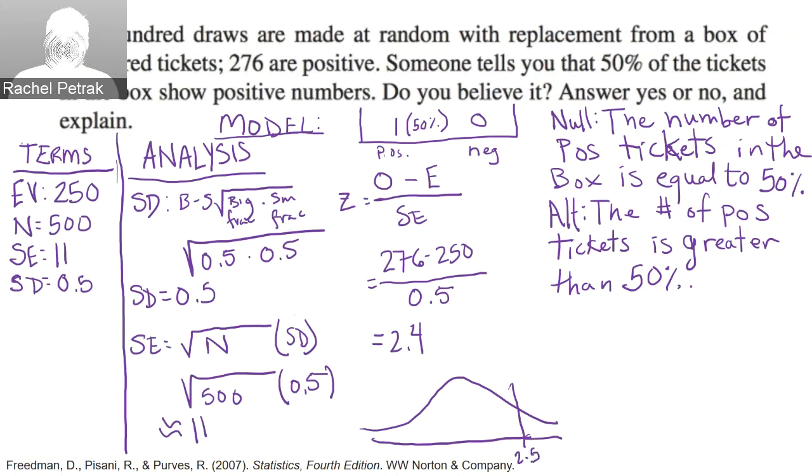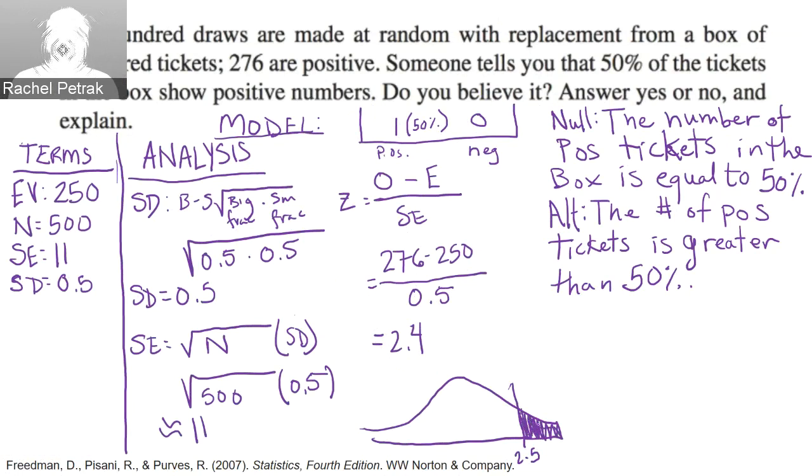It's visualized on a normal distribution. We can see it out here. And in order to answer their question, do you believe it? We need to decide, is this z-test significant? Is this difference due to chance variation alone, or is something else going on? If this result is statistically significant, that will tell us that there's something else going on, that it's not just chance variation.